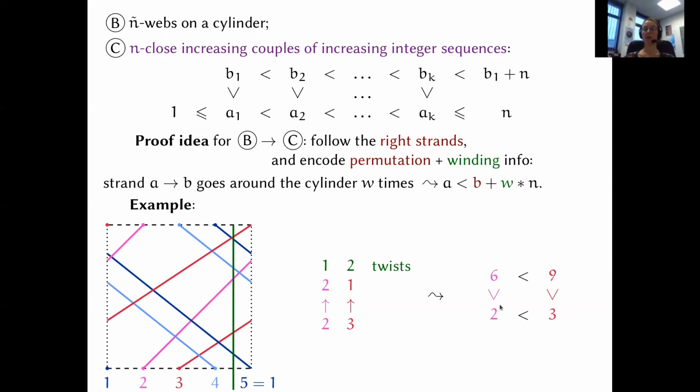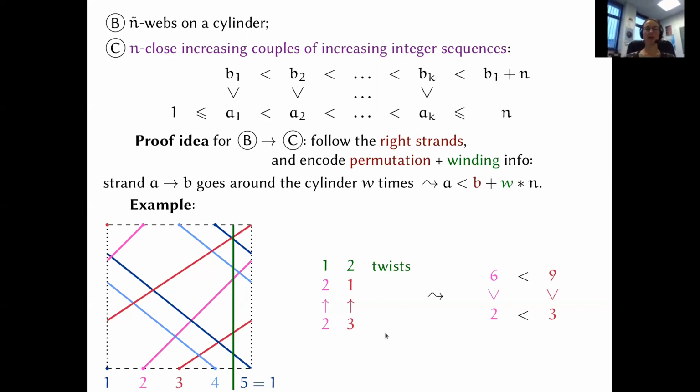And then you apply the formula. 2 plus 1 times 4 is 6. 1 plus 2 times 4 is 9. So you have two numbers, and so you have your two sequences. Each one will contain two numbers because you have only two right strands. This is how it works.